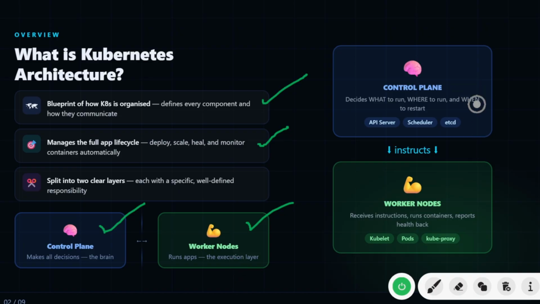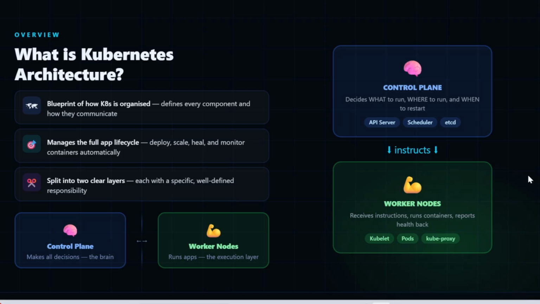Here on the right hand side, you can see the analogy of how it works. The control plane is going to decide what to run, where to run, and when to run or restart, everything through the API server, scheduler, and etcd. These are other components that I will be discussing more. At a high level, the control plane gives the instructions to the worker node, and the worker node receives and runs those instructions. Let's say you need to run a container or provide a health check report of the container. Then that will be served by the worker node, with these components within it. So at a high level, this is the overview of the Kubernetes architecture.